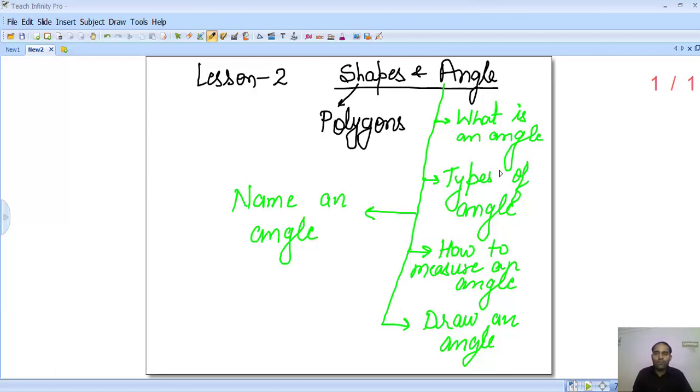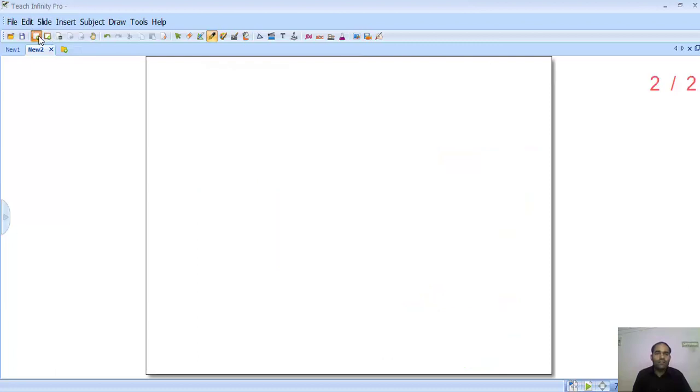Okay, so our first topic will be what is an angle, second one will be types of angle, third one will be name an angle, how to name an angle. Fourth one will be how to measure an angle, and fifth one will be how to draw an angle with the help of protractor or D. Then I will tell you what is a protractor or what is a D. Okay, let's continue with first question. That one is, what is an angle?